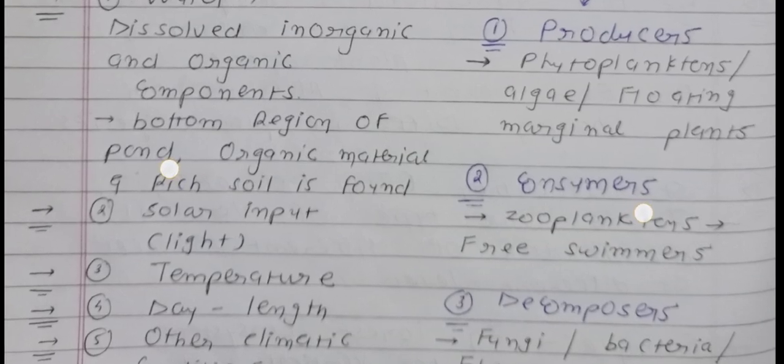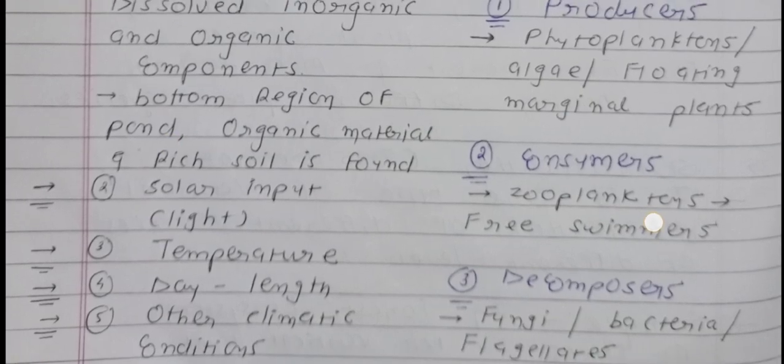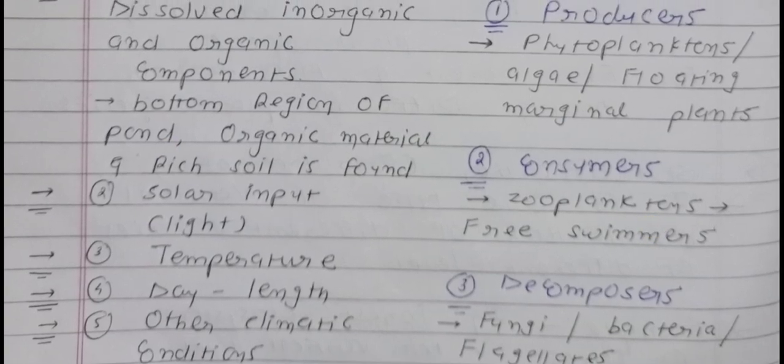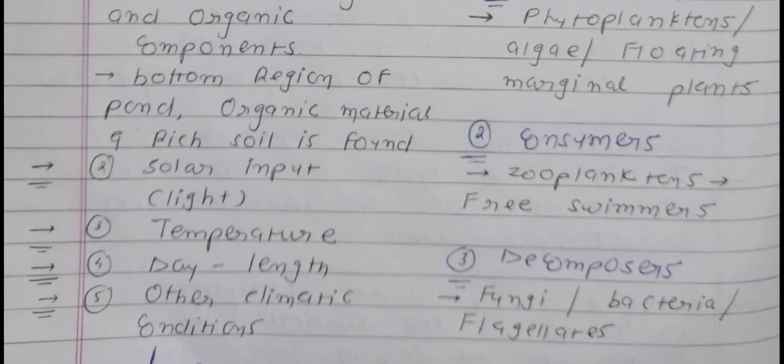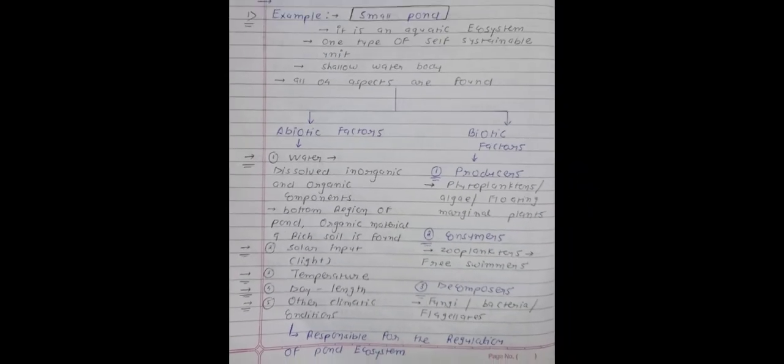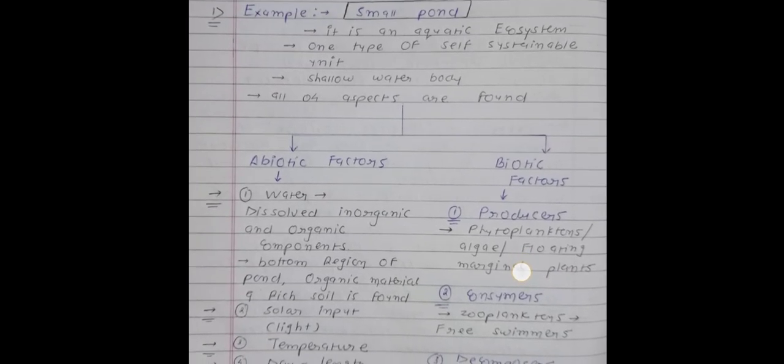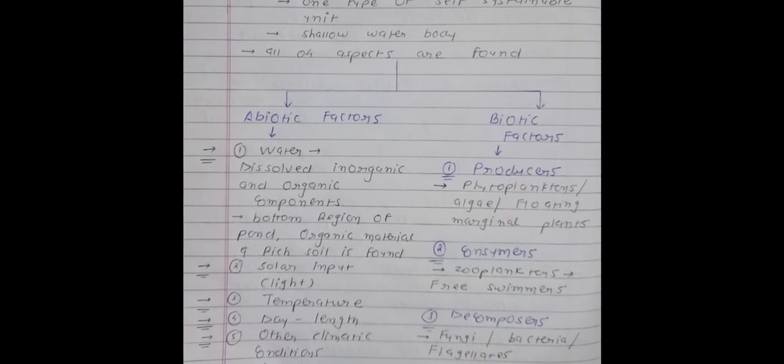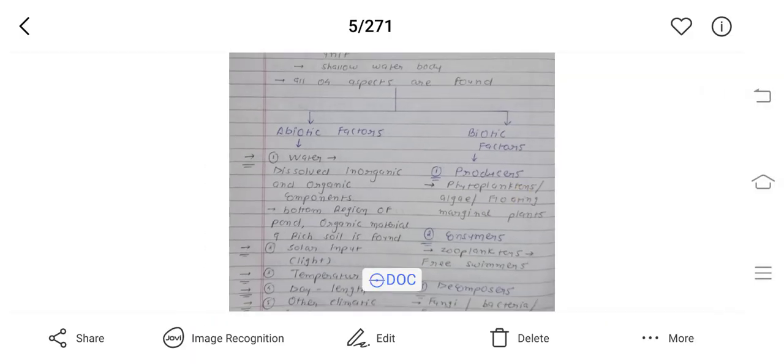Now if we talk about the examples of consumers, you will remember zooplanktons. See, zooplanktons are not autotrophic, they are heterotrophic, means they are not able to prepare their food, but they are dependent upon other organisms. And now see, last one is decomposers. Examples will be fungi, bacteria, as well as some flagellated organisms. Okay, so here this concept is over. Here we have one example of a small pond ecosystem, biotic as well as abiotic factors with their examples.